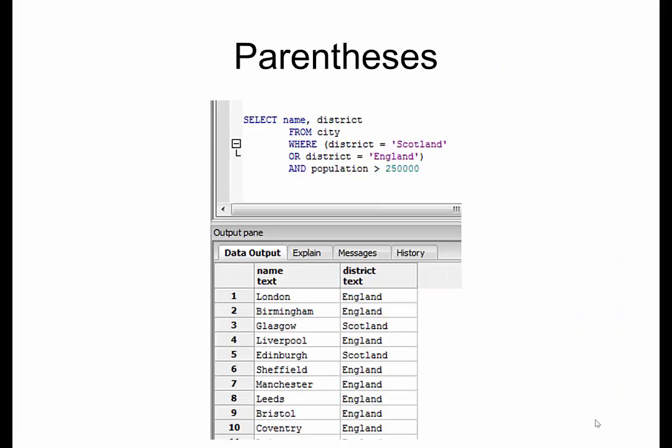This is like maths. We can use parentheses to specify the ordering of queries and functions. So here we are looking for cities that are either in Scotland or in England, but they must have a population of greater than 250,000. So this is English and Scottish cities with populations greater than 250,000. Because we do the OR function first, then we apply the AND function afterwards, because it's outside the parentheses.